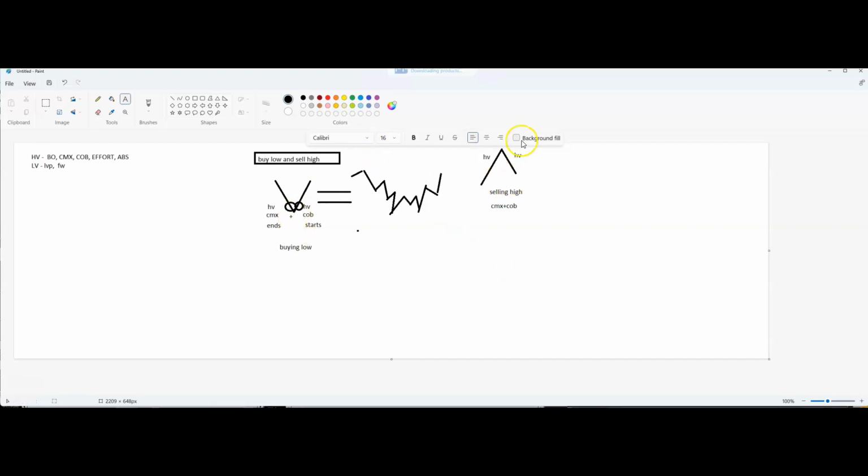End the move, start the move. End the move, start the move. That is the turning point. Turning points typically have climaxes and change of behavior, one to end the move, the other to start the move, so on and so forth. And this is the model you need to have in mind.